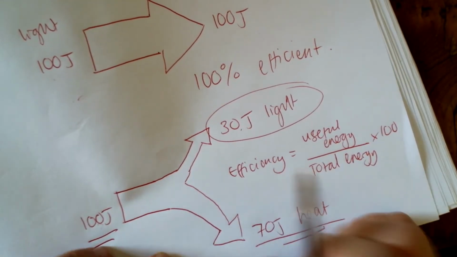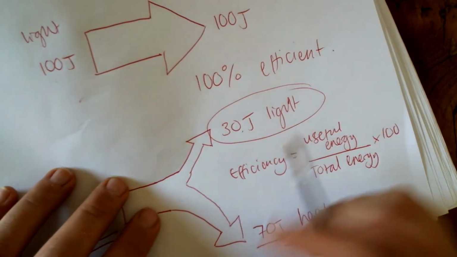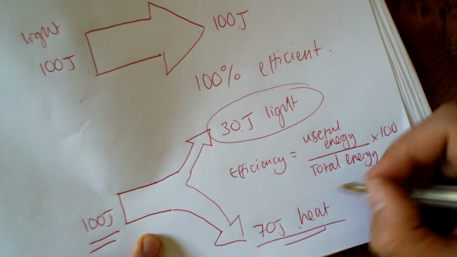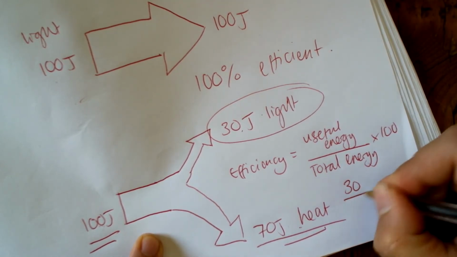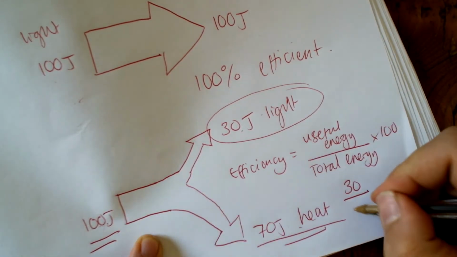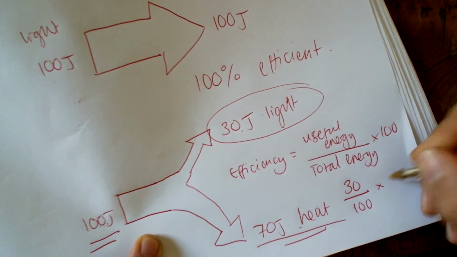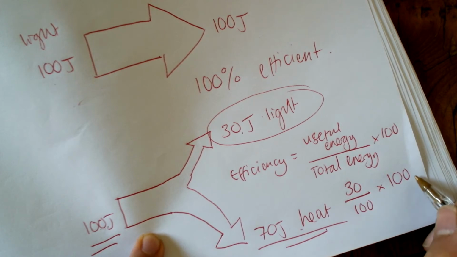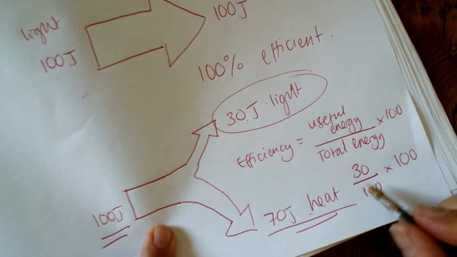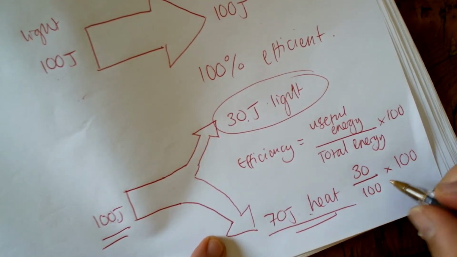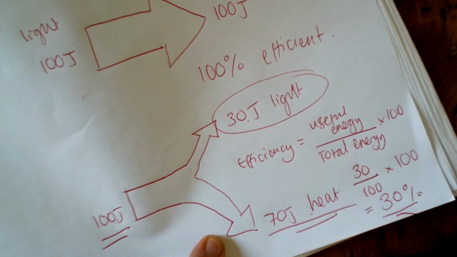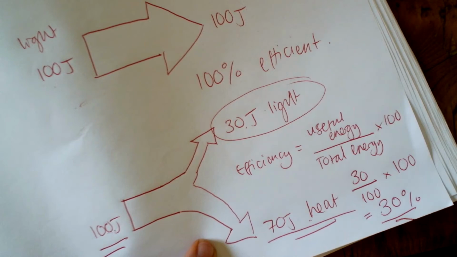So for my example, we've got 70 wasted, 30 useful. So we would do 30 divided by total 100 times by 100. We've just divided and times by the same thing, so we can work it out in our heads probably. So that would be 30%. The efficiency of that light bulb is 30%.